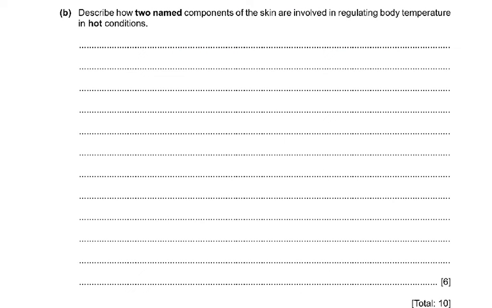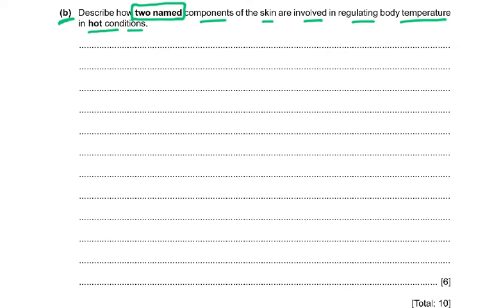Now, as you look at this question, an important thing which students will not see and not read correctly is: describe how two named components of the skin are involved in regulating body temperature in hot conditions. Now, the two named ones, you should have mentioned either the nerve endings, which are the receptors, or you should have talked about the blood vessels, or the sweat glands, or the hair. And out of these four which I have named, nerve endings, blood vessels, sweat gland, and hair, any two should have been named. So now let's look at it.